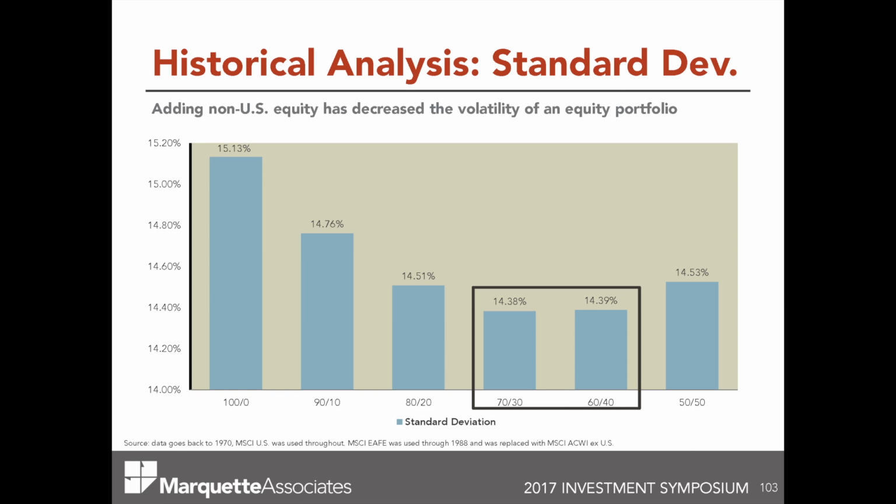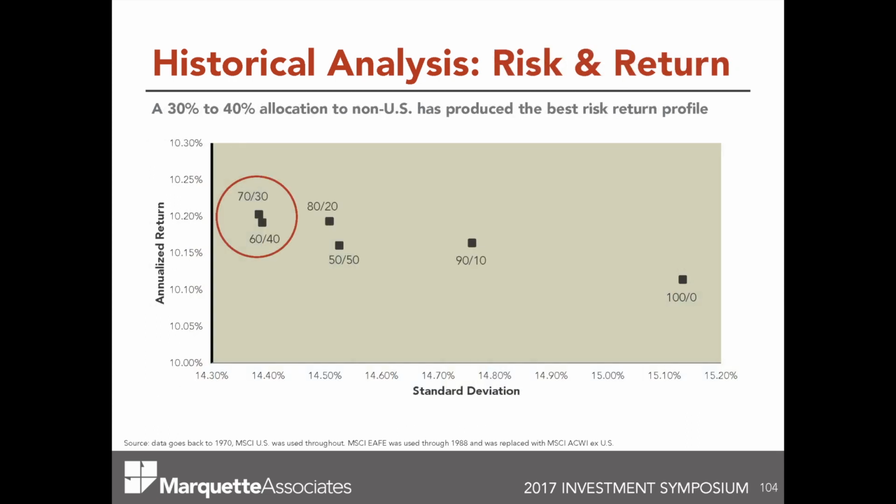Now let's take these two data points and throw them on one chart. Let's take the annualized returns and put them on the vertical axis, and standard deviation on the horizontal axis. And we can see that a 60-40 to 70-30 portfolio historically has created the most efficient portfolio from a risk-return profile.